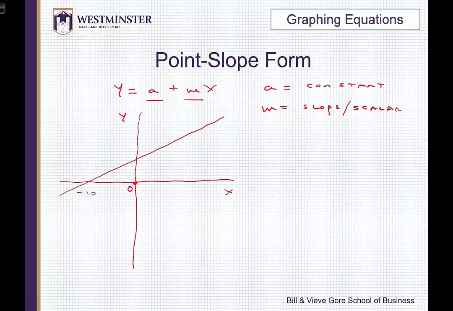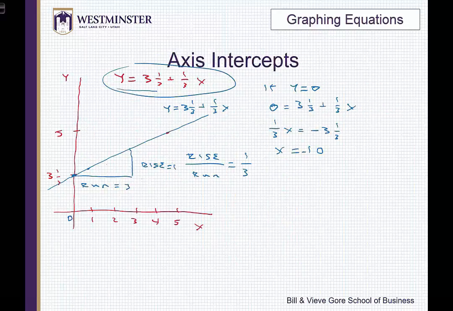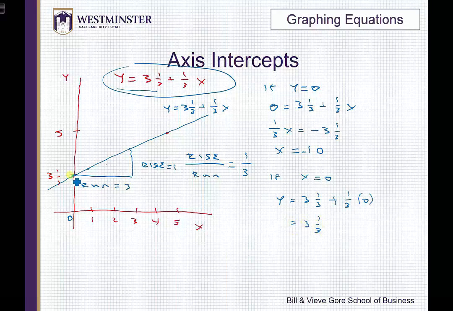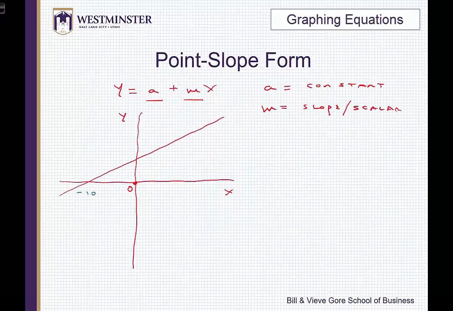I have negative 10. Well, as I take this further then, if x equals 0, then y is equal to 3 1/3 plus 1/3 times 0, or 3 1/3. So this point was 3 1/3. So if we look at this, this point would have been 3 1/3. So we see the x and the y-axis intercepts, and since again this is a linear equation, we can simply know that it creates a straight line.